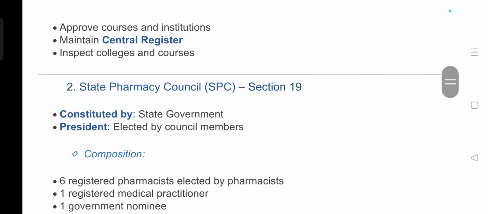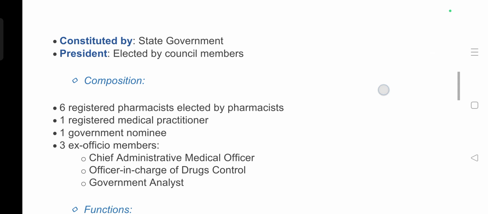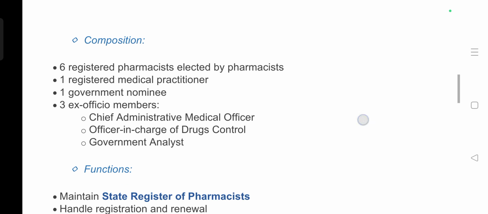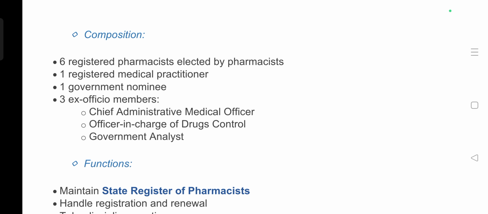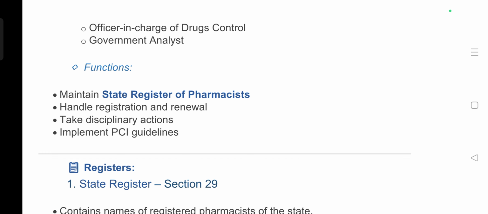Second is the State Pharmacy Council. It is established under Section 19, constituted by the state government, and the president is elected by the council members. The composition of the State Pharmacy Council is 6 registered pharmacists elected by the pharmacists, one registered medical practitioner, one government nominee, and 3 ex officio members: the chief administrative medical officer, the officer in charge of drug control, and the government analyst. The functions of the state council are to maintain the state register of pharmacists, handle registration and renewal, take disciplinary action, and implement PCI guidelines.